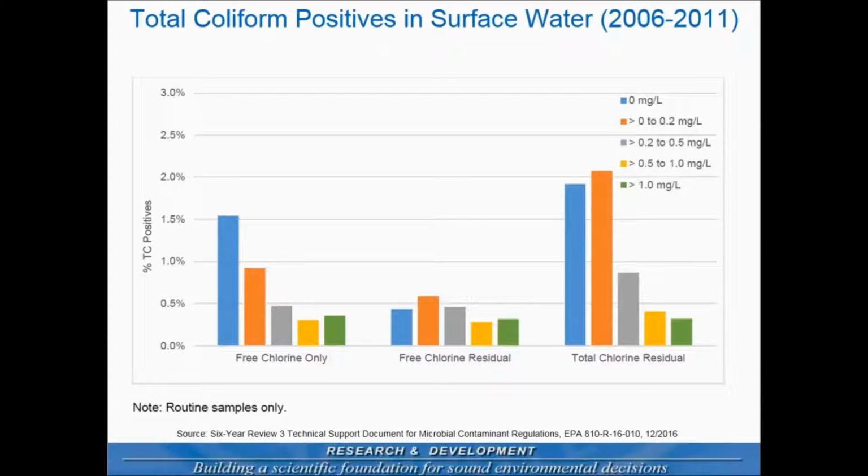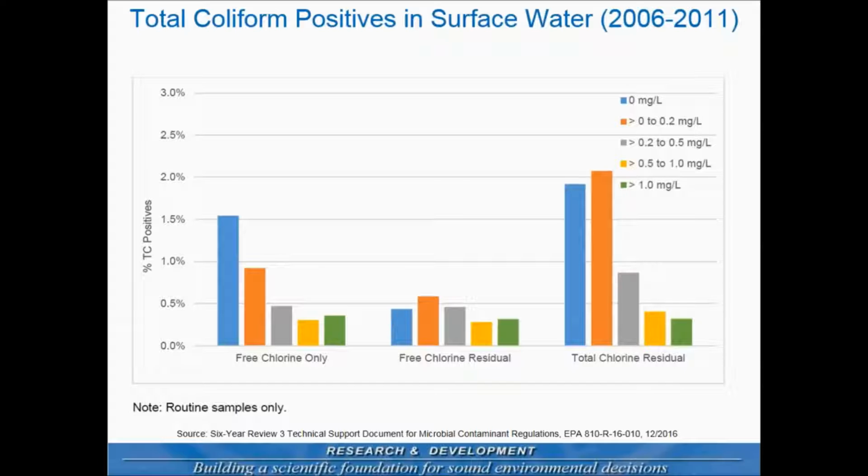So now we get into the data, looking at total coliform positives in surface water for the entire data range of 2006 to 2011. On the y-axis, we have percent of total coliform positives. The data is binned into ranges: 0 milligrams per liter, between 0 and 0.2, between 0.2 and 0.5, etc.